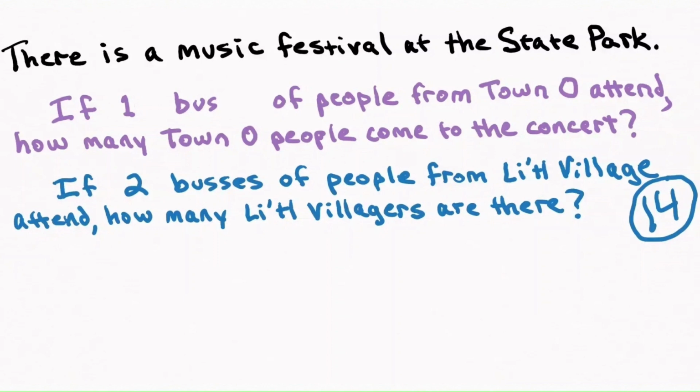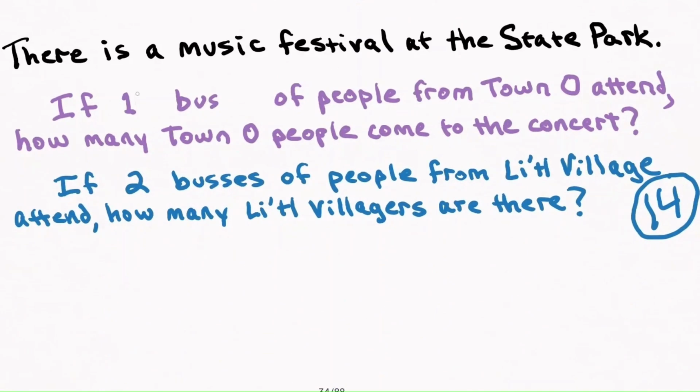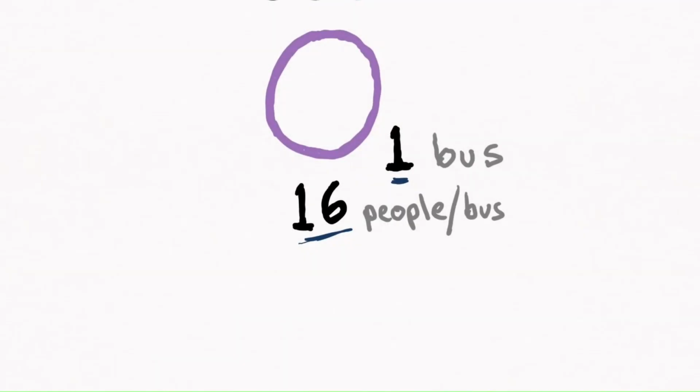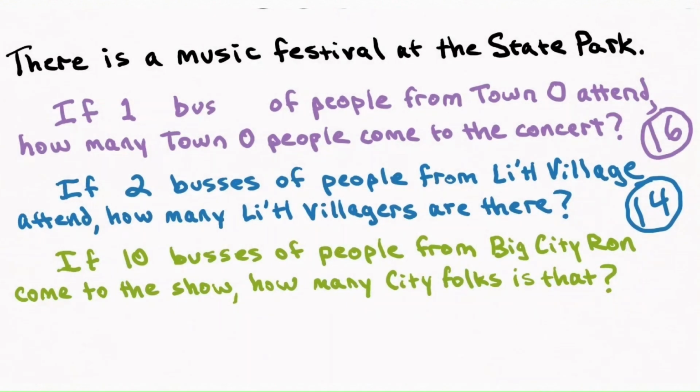From Town O, because they like sports, so they're like, oh yeah. And if 1 bus of people from Town O attend, how many Town O people are at the concert? Well, as I said before, Town O has medium-sized buses, and they fit 16 people on a bus. And there's only 1 bus in the question, because see this question, if 1 bus of people from Town O attend. So if there's only 1 bus from Town O, and there's 16 people in a bus, then that's going to be 1 times 16, right? Which is 16. And there we go, 16. Now, on to the next one.